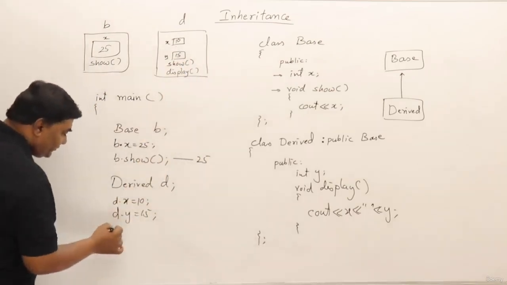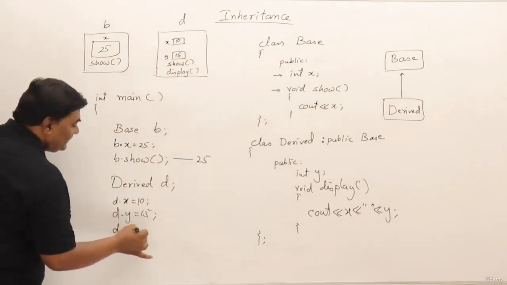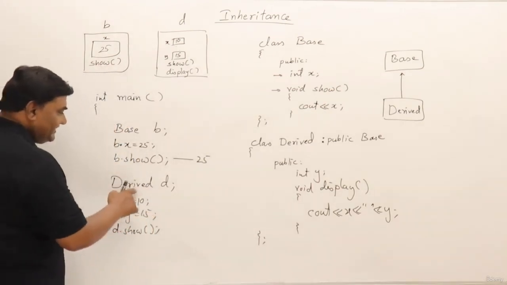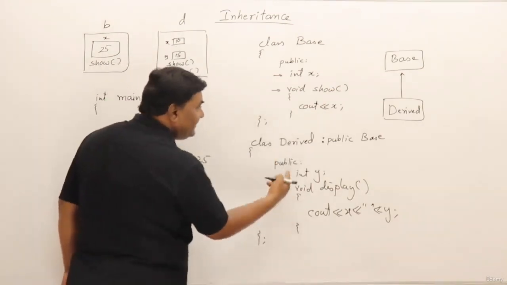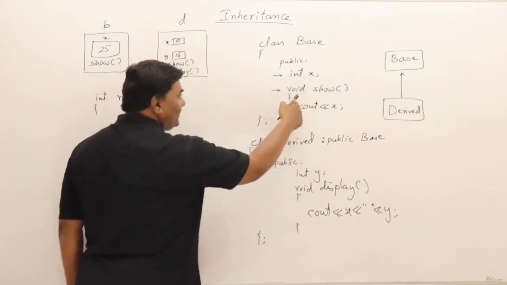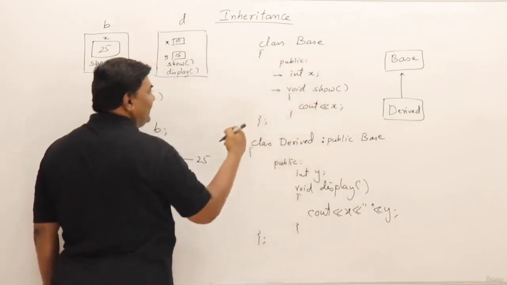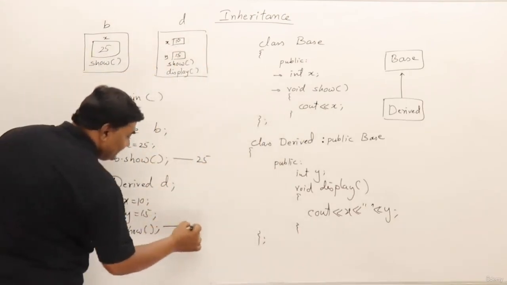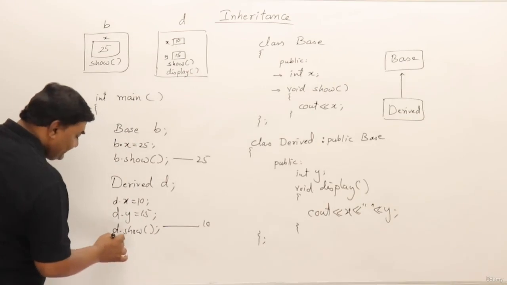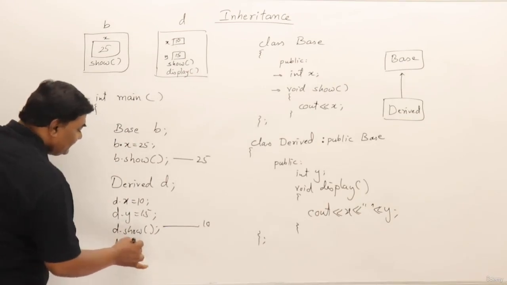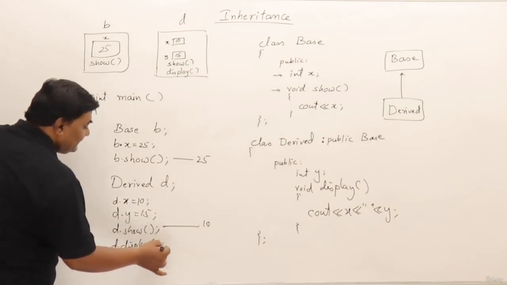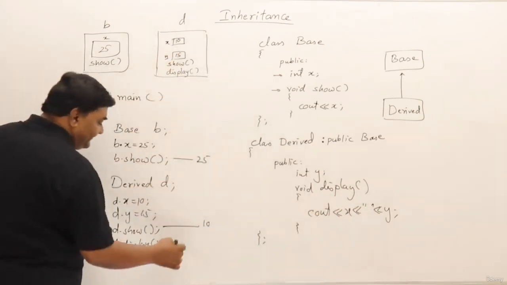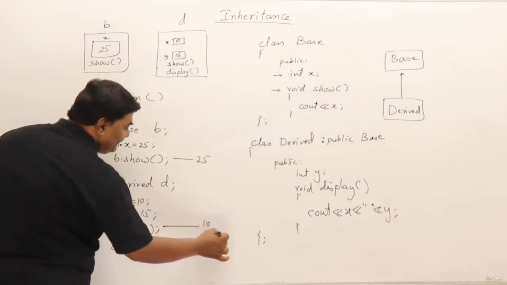Can I call this function show? d dot show, what will it display? Which function will be called? See, I am saying d dot show. d is an object of the derived class, but show is not there. Show is present here. So this will be called, and it displays the value of x. So this x will be called upon that d. So it will display 10. Then if I say d dot display, it will display these two values, x and y. So x is 10 and y is 15. So the output will be 10 and 15.